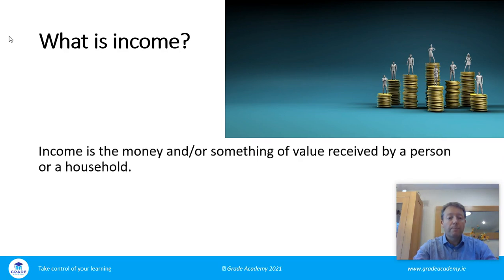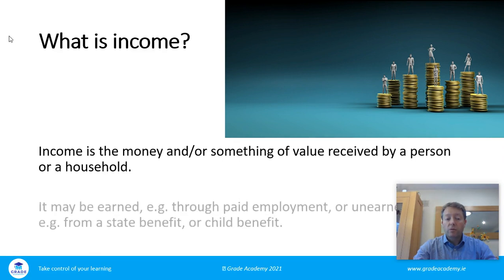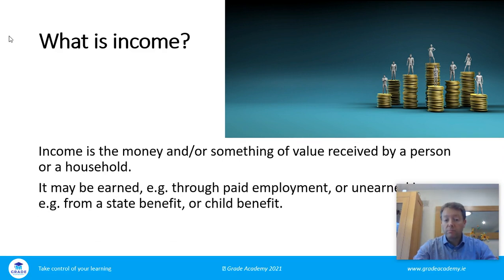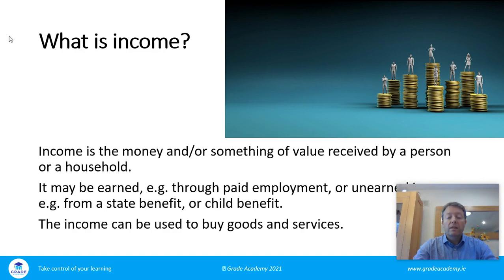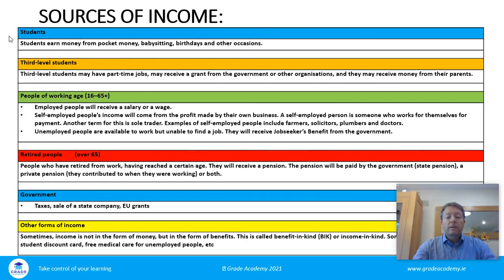So, what is income? Income is the money or something of value received by a person or a household. It may be earned, for example, through paid employment, or unearned, for example, from a state benefit or child benefit. The income can be used to buy goods and services.